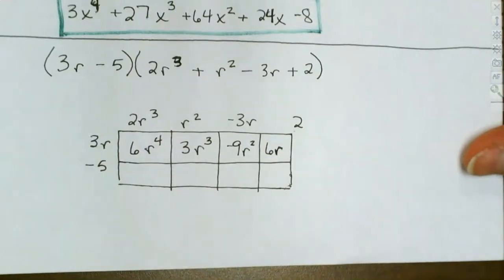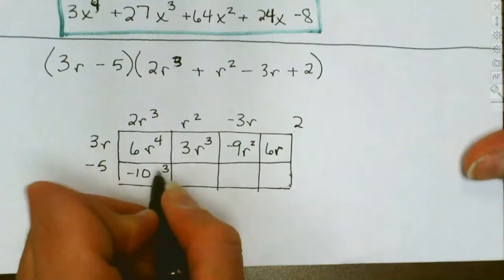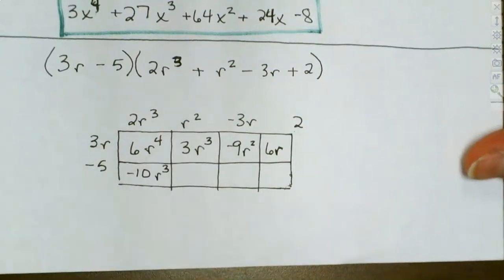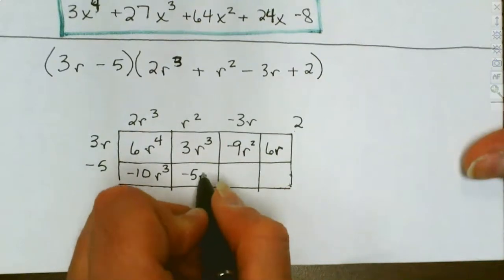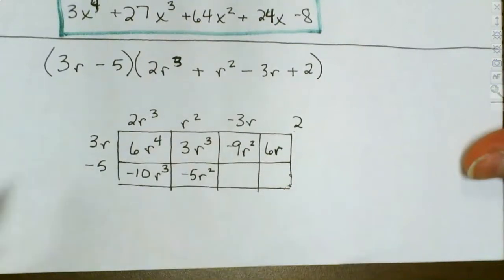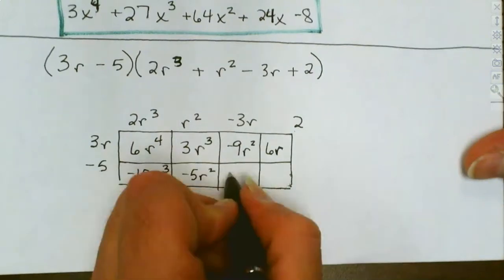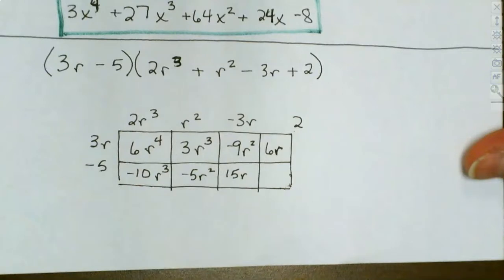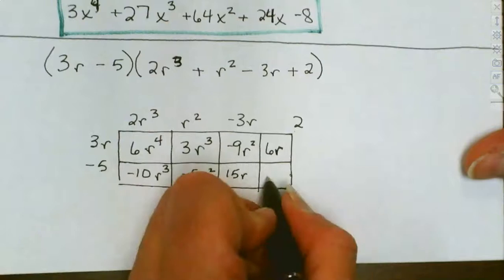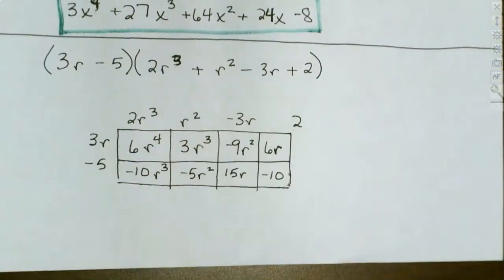Next row, what do we have? Negative 5 times 2, that makes it a minus 10, r cubed. Minus 5 times r squared, that makes it a minus 5, r squared. Minus 5 times minus 3, that makes it 15r. And minus 5 times 2 makes it minus 10. What are we now going to do? Start at the upper left corner. The diagonals are going to add together.